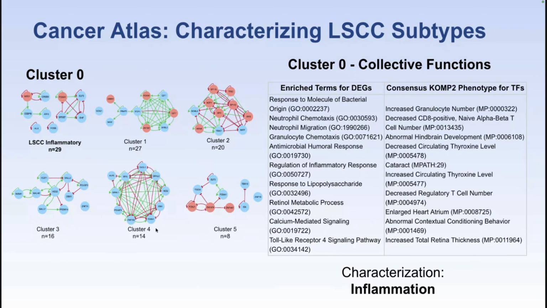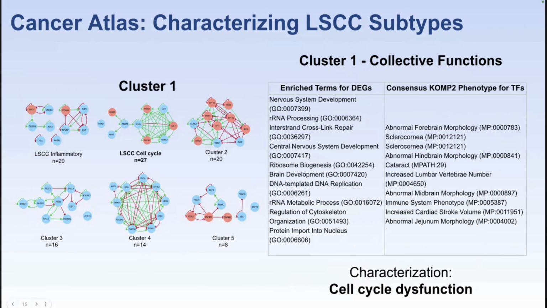On the left, we have the enriched regulatory subnetworks for each cluster. And then on the right, we have the Enricher results as well as the predicted phenotypes for cluster 0. Based on the enrichment analysis results and the regulatory subnetwork, we can predict that cluster 0 is likely a hot cluster enriched for inflammation-related genes. And then we repeated this process for cluster 1 and found several terms relating to cell cycle, as the subtype is highly proliferative. So the subtype could be considered highly malignant and cold.